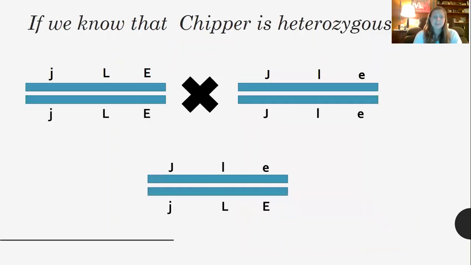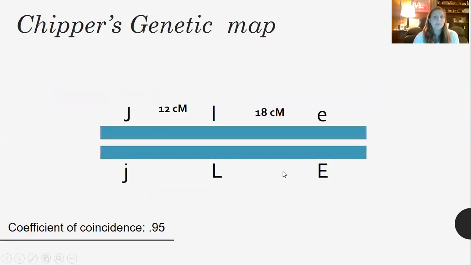Now, Chipper's parents, we are assuming, were both homozygotes, and this is what each of their genetic maps would look like. Now, Chipper gets a chromosome from each parent, as seen here. So this is his genetic map. As a heterozygous individual, through a test cross, we could determine the distance between these genes by calculating the percent of recombinance. 1% recombinant represents 1 centimorgan, and the coefficient of coincidence in this case is 0.95.